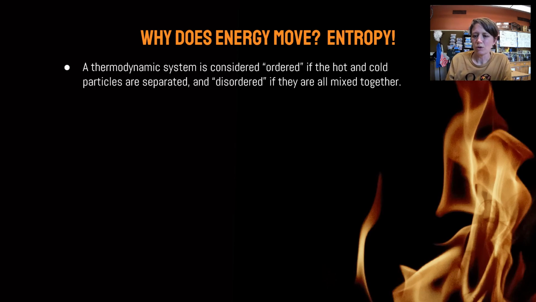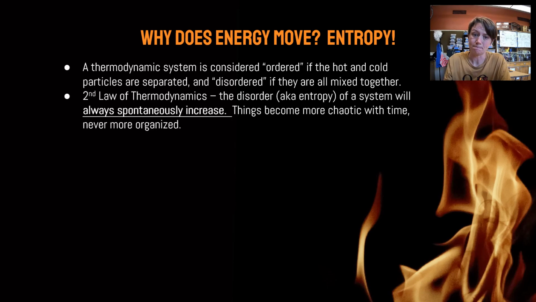In general, systems are considered ordered, or low entropy, if the hot and cold particles are separated from each other. This is like the clean room, okay? Things are separate. And they're considered disordered, or high entropy, if everything is crazy and mixed together. There is a law called the second law of thermodynamics that states, and this is just a fact to know, that the disorder or entropy of any system is always spontaneously, meaning on its own, increasing. In other words, things will always become more chaotic on their own over time. It never becomes randomly more organized, right? You never walk into your room and find the wind happened to blow everything back to where it started.